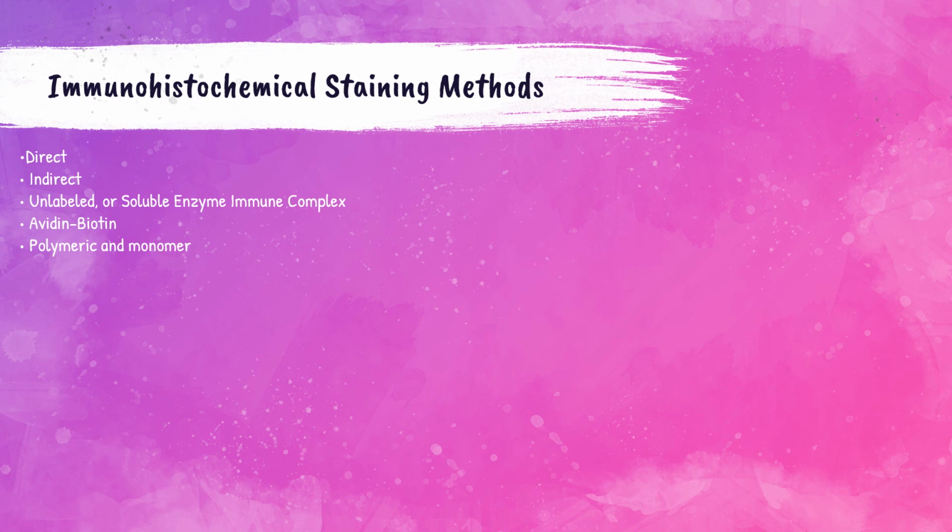There are a variety of techniques to detect the presence of antigen in tissue samples or the presence of antibody within the patient's serum, so in their blood. The methods we'll be discussing are direct, indirect, unlabeled or soluble enzyme immune complex, avidin biotin, and polymer and monomer. Typically, the words direct and indirect refer to methods used with immunofluorescence techniques. Unlabeled, soluble enzyme complex, and avidin biotin methods, or ABC, usually refer to visible light microscopy methods.